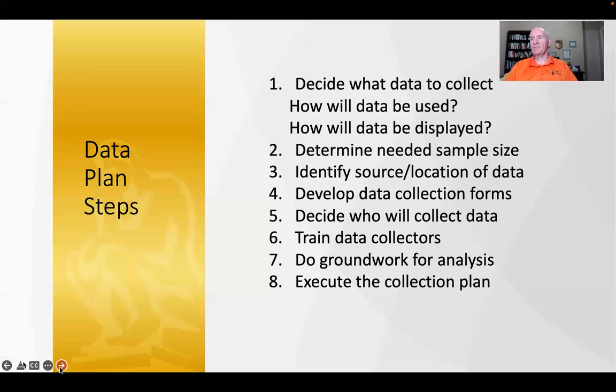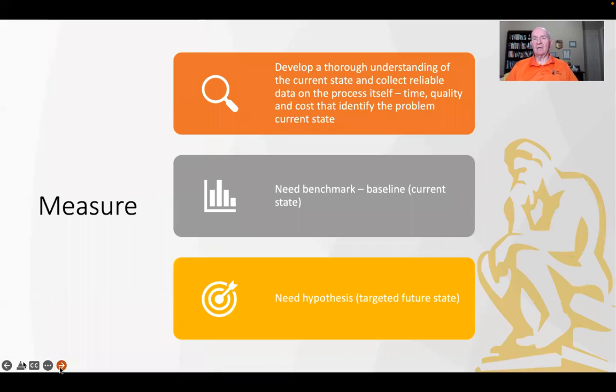Develop some, if you necessarily need to create some forms to help you, create a form or two to help you collect that data. And then training your data collectors. Remember, as a project manager, you're not going to be gathering all of this data. You will have a team who will be involved with it. And so make sure you're ready to execute the plan.